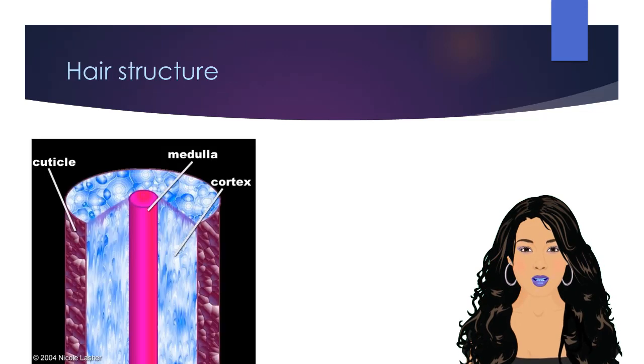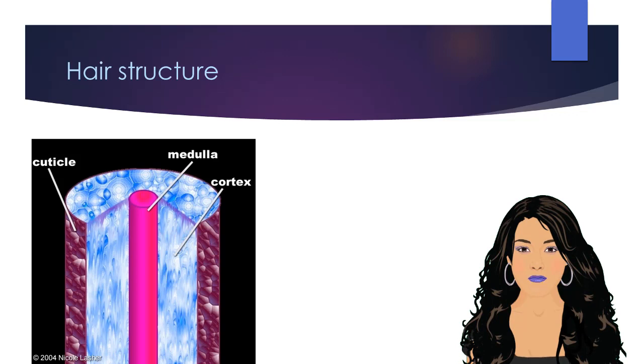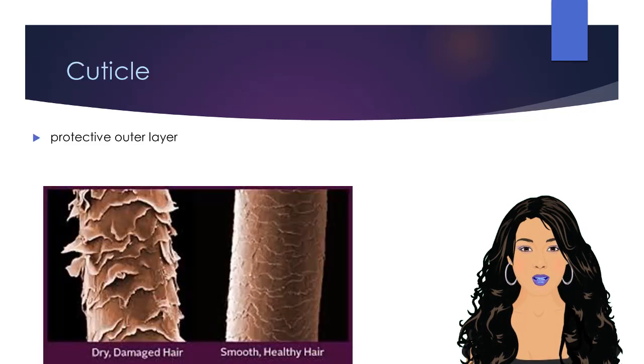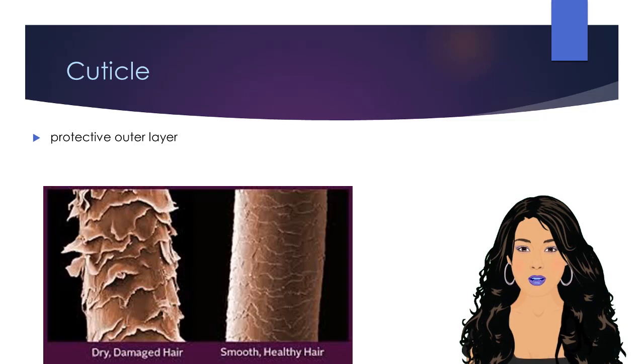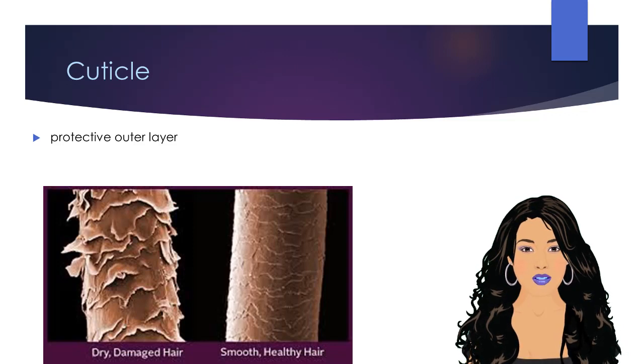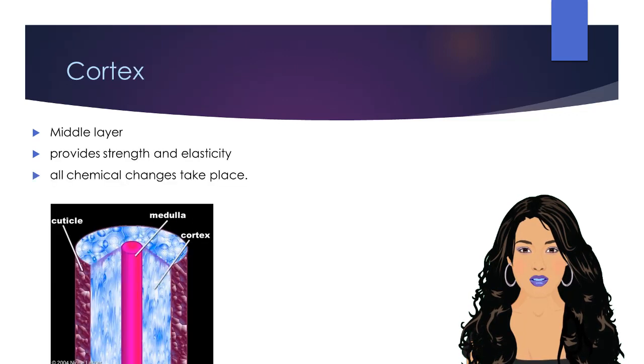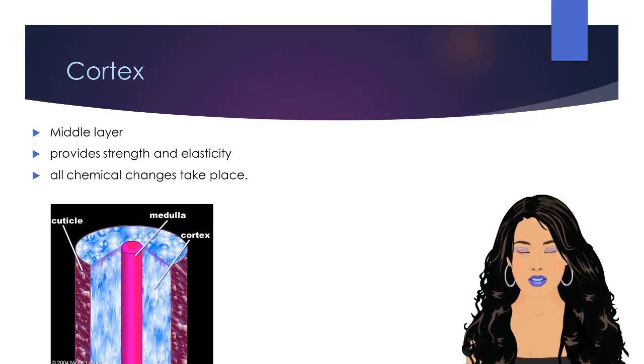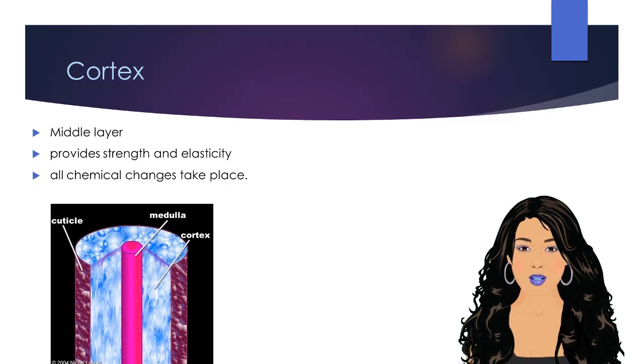Hair is composed of three major components: the cuticle, the cortex, and the medulla. The cuticle is the outer, protective layer of the hair shaft. It protects the interior cortex layer and contributes up to 20% of the hair's overall strength. The cortex is the middle layer of the hair shaft. A healthy cortex contributes about 80% of the overall strength of the hair. It contains natural melanin, which determines the hair's natural color.